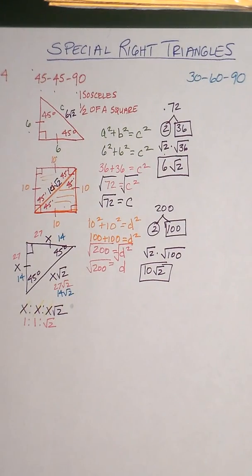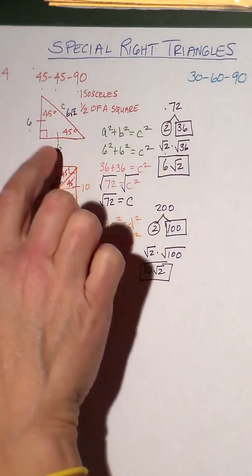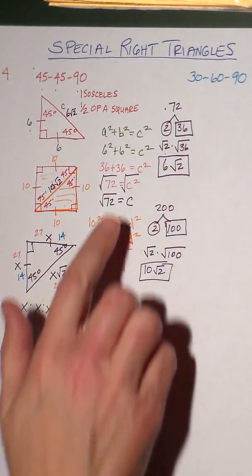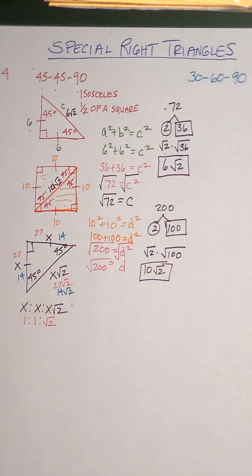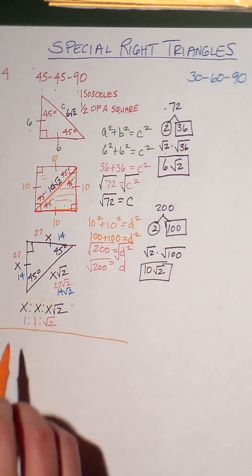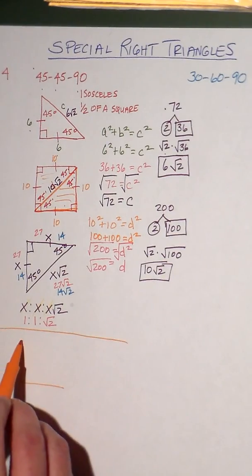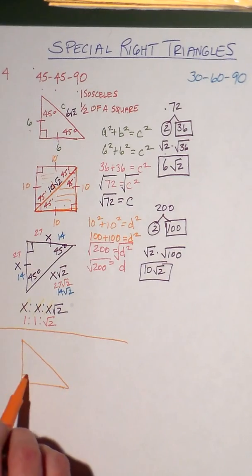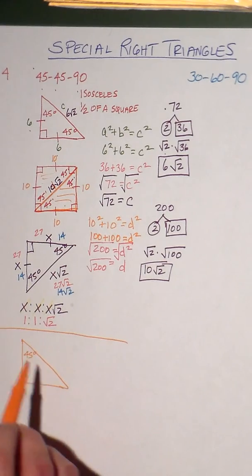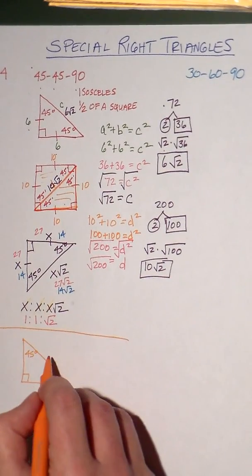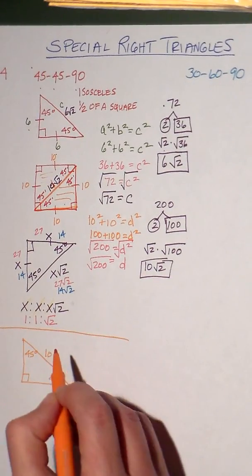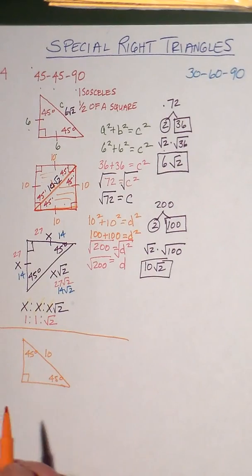Now, in these I was given the legs and I found the hypotenuse. You can either factor it out or you can take the shortcut and just multiply the leg by square root of 2. But what if we go the opposite way? So I'm going to put a little line here. Let's say I give you a 45, 45, 90 triangle here, and I give you the hypotenuse. Let's say the hypotenuse is 10. And I want to know, what are the legs?